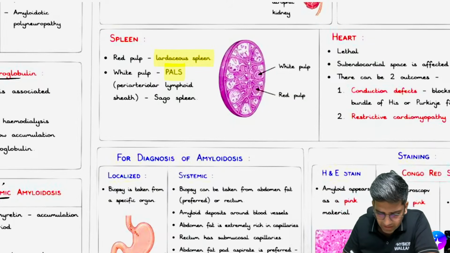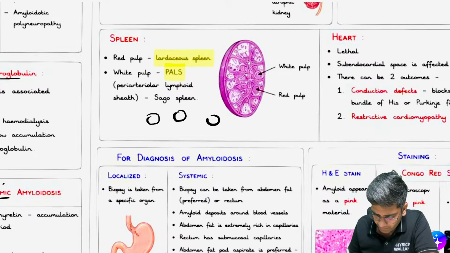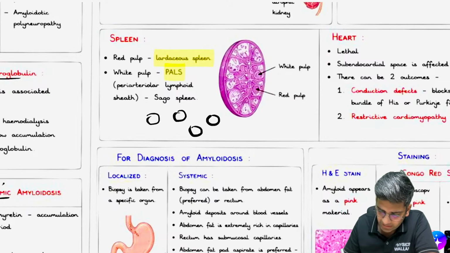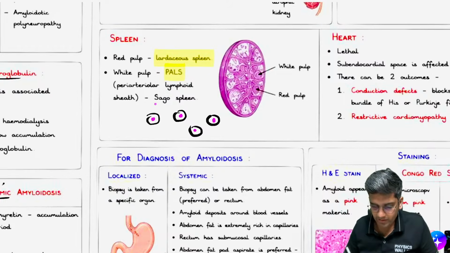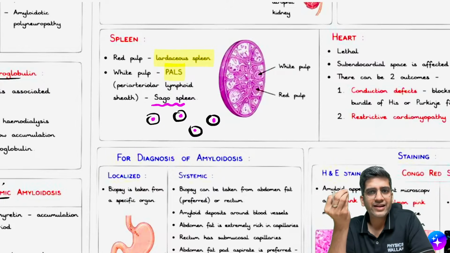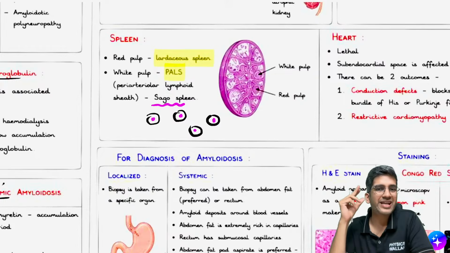Surrounding every part of the white pulp, like if this is a white pulp, surrounding them, the central arteriole, amyloid deposits. So if you look at gross, there will be multiple dots of amyloid looking like a sago, like a millet grain. We call it a sago spleen. Lardaceous and sago spleen both are classical for splenic amyloidosis.